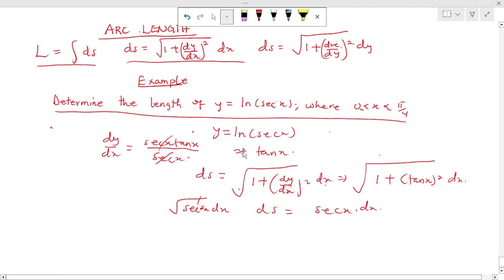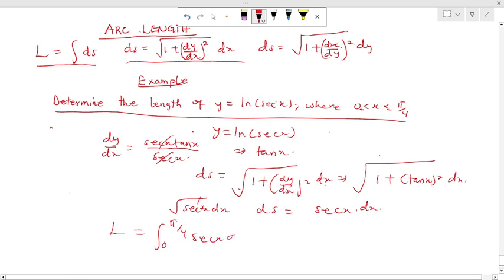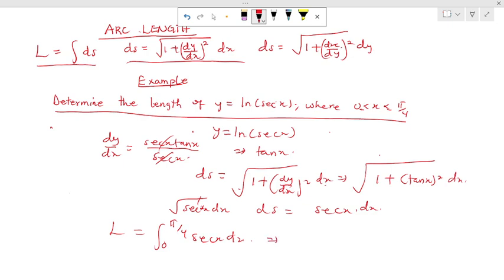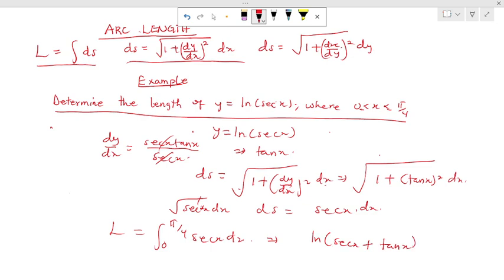So you just come straight to the length of an arc formula, which says integral with our upper and lower limits going to be 0 to pi on 4, of the expression sec x dx. Okay, as simple as that. So from here, you know that you are just doing some simple integration, and if you integrate sec x, you are expected to get the natural log of sec x plus tan x.